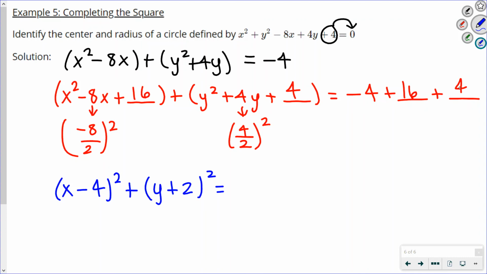To find the last part, we just add these numbers up. 4 and negative 4 will give me 0, leaving me with just 16. So this tells me I have a circle with a center at 4, negative 2, and the radius is the square root of 16, which is 4.